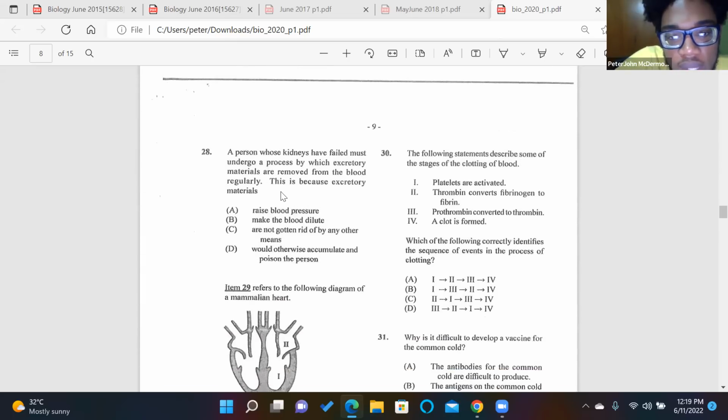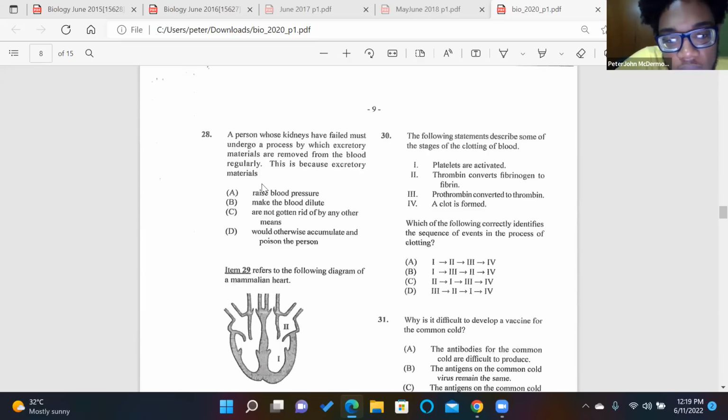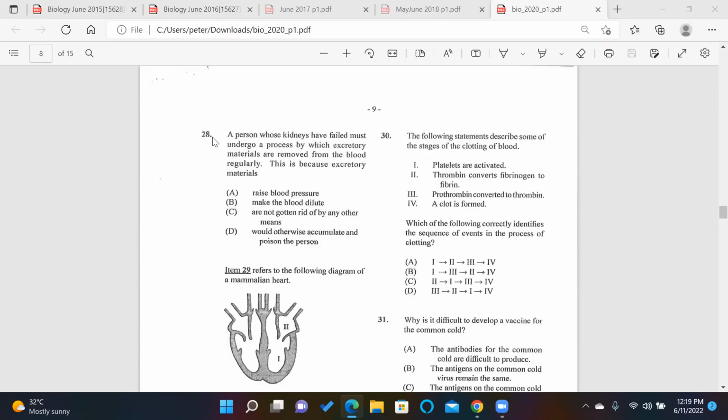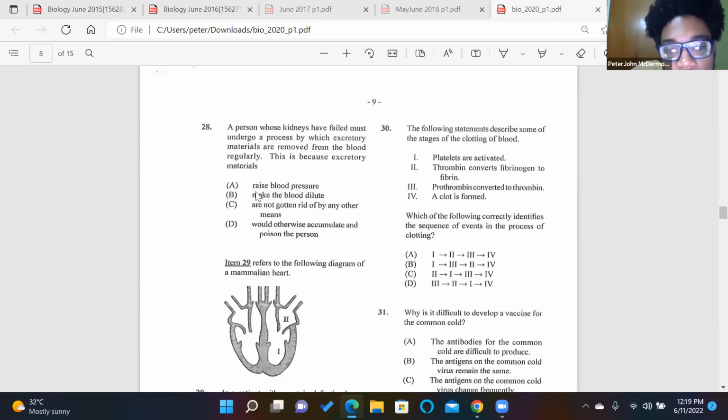Person, why do people get dialysis, guys, for 28? Which one of these just looks like it makes sense for 28? D. D, I would say D as well. So accumulate and poison. Make the blood dilute? No, because you have more things being in the blood, so it can be more blood dilute. Raise blood pressure? Let's just leave that alone. It's not that, but well, that's not the answer we're gonna go with. Are not gotten rid of by any means. Yeah, you can pee stuff out.